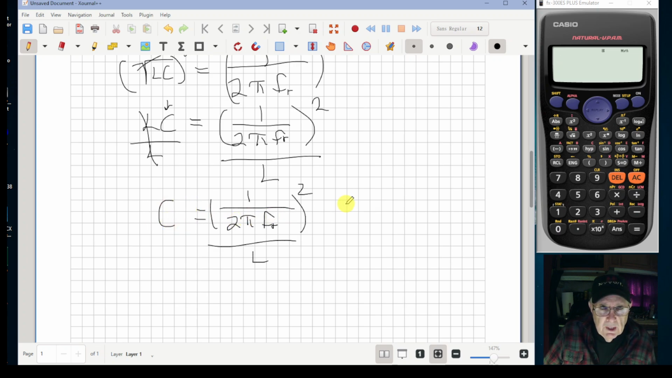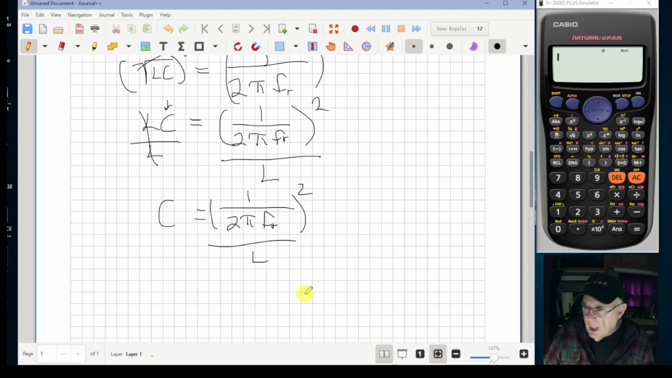You could enter this in a calculator. You know, 1 over 2 pi, well, you know all these values. The only value you don't know is this. So in your calculator, put this whole numerator thing in your calculator and then square it and then divide by L. And that will give you C.